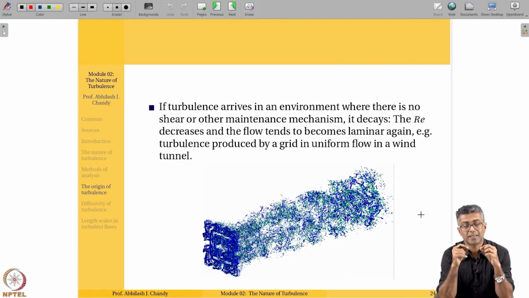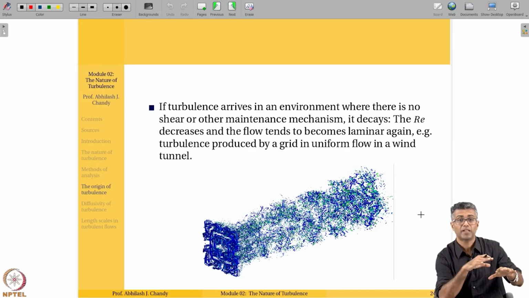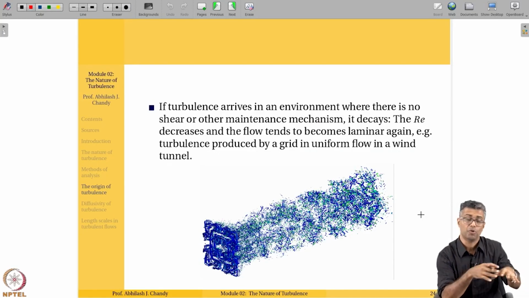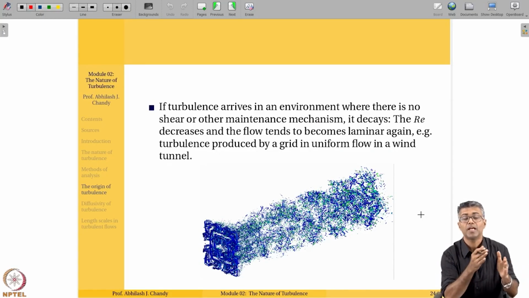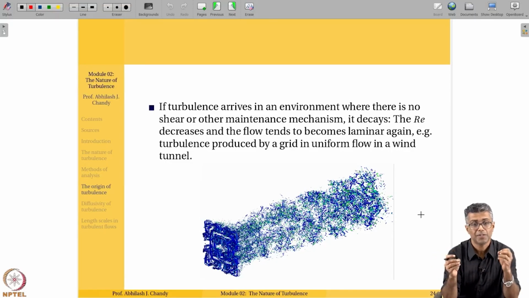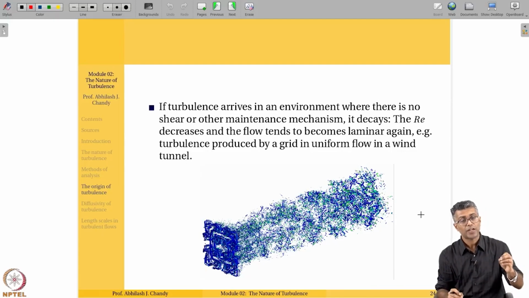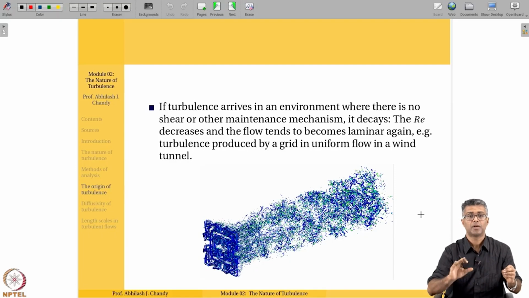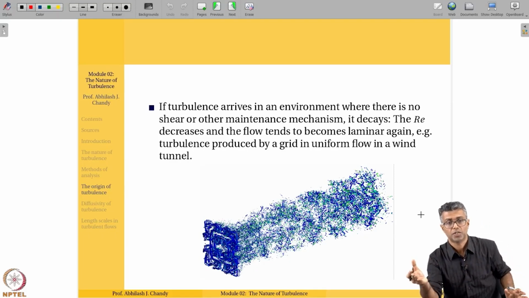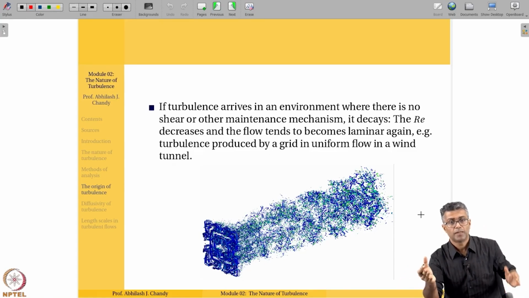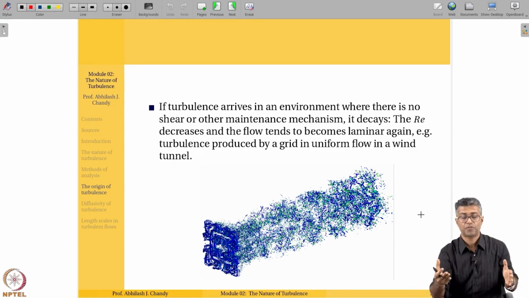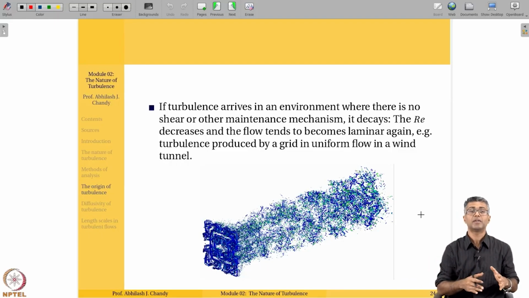Now, if turbulence arrives in an environment where there is no shear or buoyancy or any other maintenance mechanism, it will decay. And we discussed this even in the previous class. You need a continuous supply of energy. And if there is no shear or buoyancy, there is no way for the turbulence to keep propagating. So eventually the turbulence will just decay.